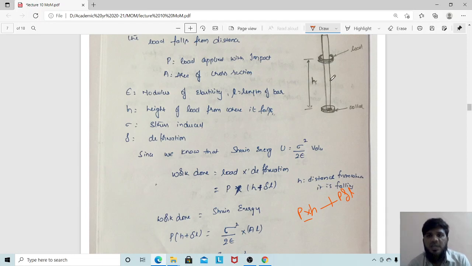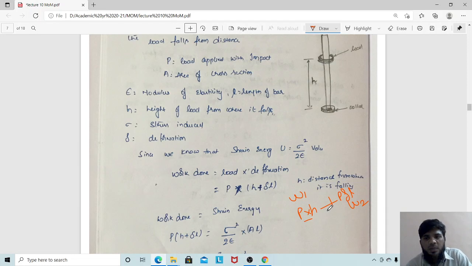Which is because of the displacement. When it is moving from this position to this position, it will do some amount of work, which we can consider as W1. Similarly, because of the loading, it will undergo some deformation, that is called W2 here. You might be clear here, but you might get confused without understanding directly how the book has taken H plus delta L.